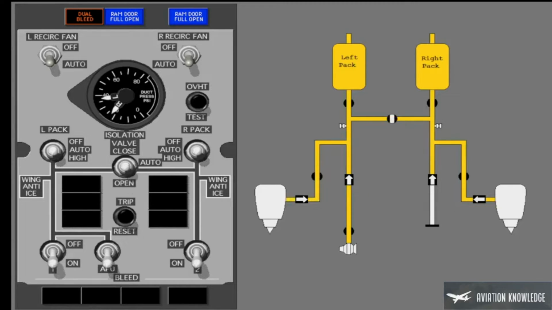Now that the engines supply bleed air, the APU bleed air is not necessary. Close the APU bleed air valve and look at the indications.